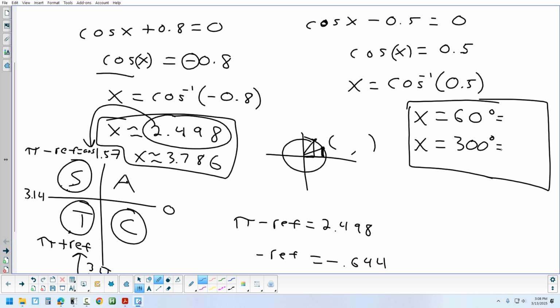What's 60 degrees in radians? 60 degrees in radians is... Give me a second. Probably just on my phone. And remember, we need an exact answer, no decimals.